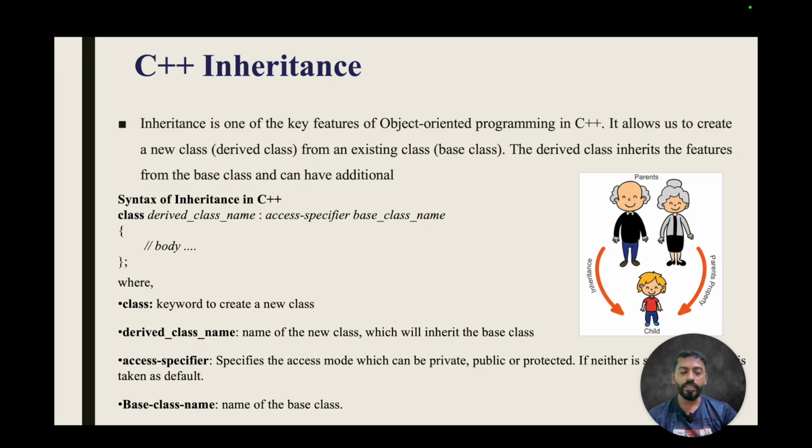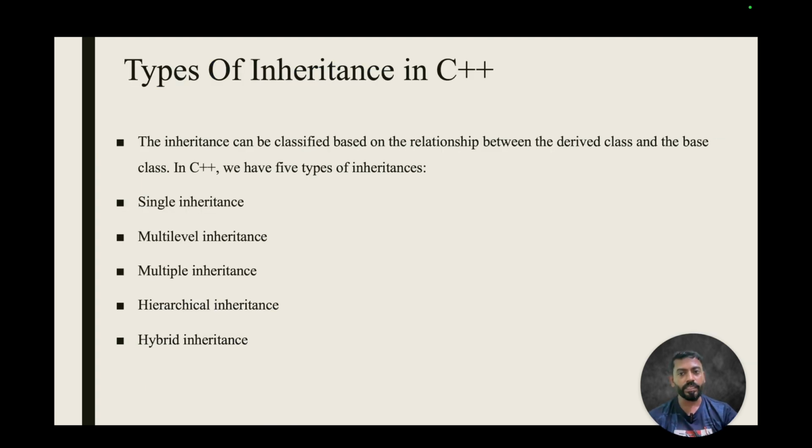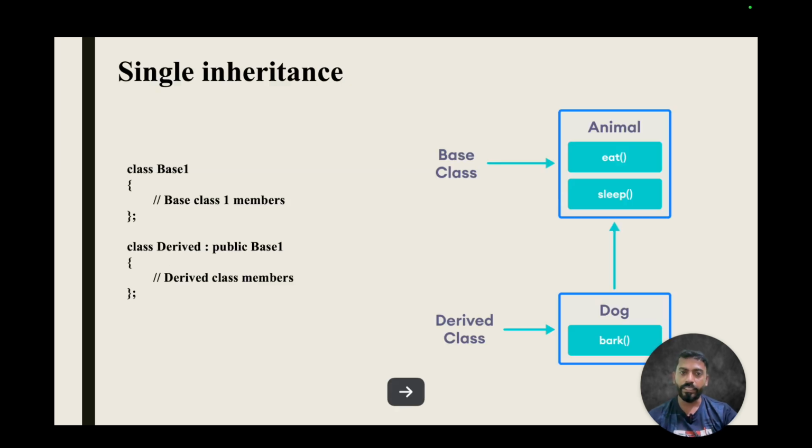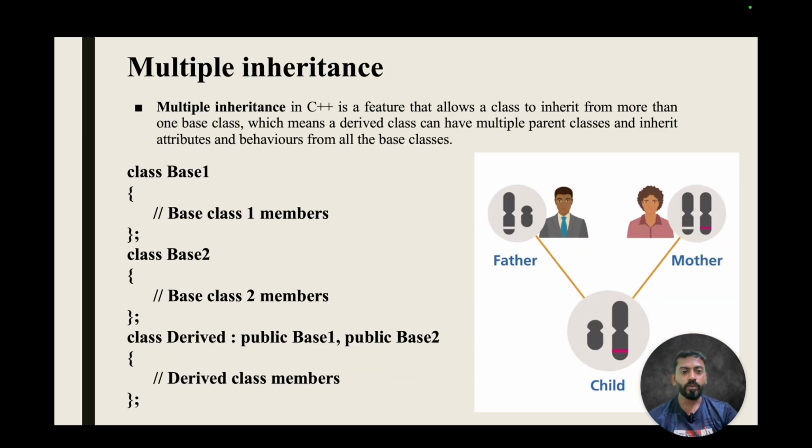I hope you understand the concept of inheritance. So once again I will repeat. Inheritance means a process of deriving the base class properties into the child class. The syntax of derivation is class, derived class name, then colon, access specifier, base class name, curly braces along with the instructions. Then the types of inheritance: single, multi-level, multiple, hierarchical, and hybrid inheritance. Single inheritance means only one base class and only one derived class. Multiple inheritance means one or more base classes and only one derived class.